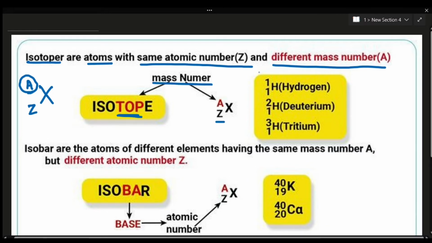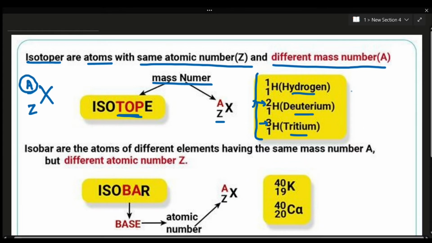For example, here you can see the isotopes of hydrogen. The isotopes of hydrogen are hydrogen, deuterium and tritium, and in all of these you can see that the atomic number is same, that is 1, but the mass number is different. For hydrogen it is 1, for deuterium it is 2, and for tritium it is 3. Now why are these different? Because they have different number of neutrons.